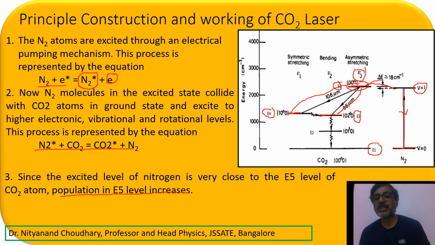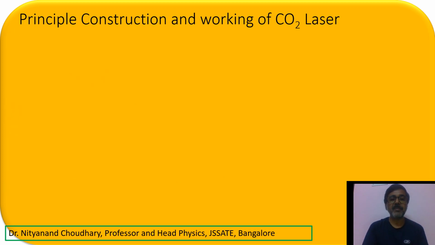So here you have the chance to stimulate. If you give the energy exactly equal to the difference E5 minus E3, then this photonic energy is going to be released, that is, this is going to be stimulated. And if you give the energy between E5 and E4, then the 10.6 micrometer photonic energy is going to be released, right? So this is what I have tried to explain to you. So let us see again.